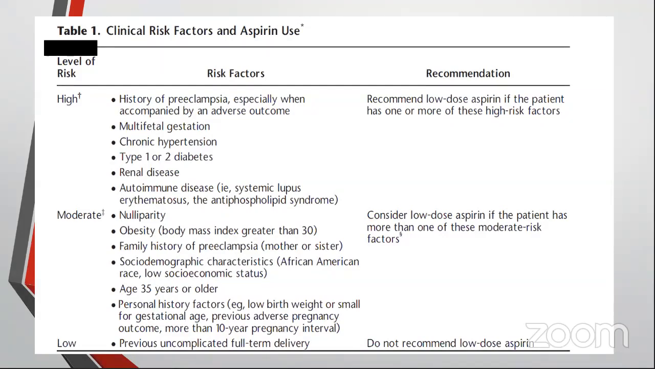If you have two or more moderate risk factors, like nulliparity, obesity, family history of preeclampsia, age 35 or more, or personal history factors of low birth weight or small for gestational age, recommend low dose aspirin. For those who have had a previously uncomplicated full-term delivery, don't recommend low dose aspirin. If you look at this slide, you will find that most of our patients coming to antenatal care in the OBD might need low dose aspirin for prevention of preeclampsia.